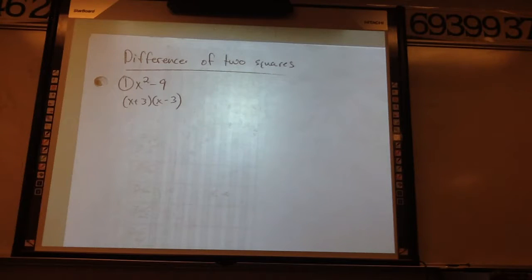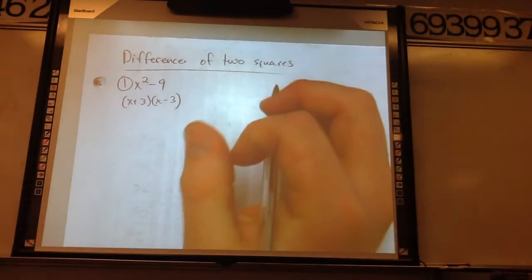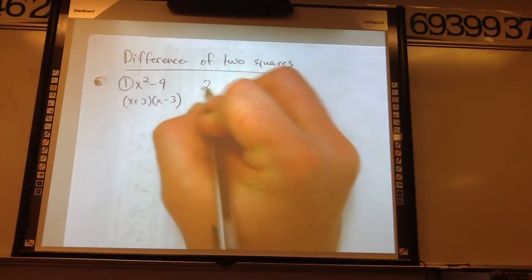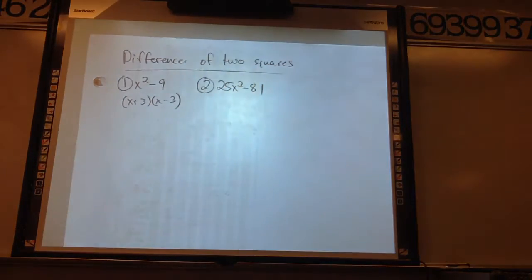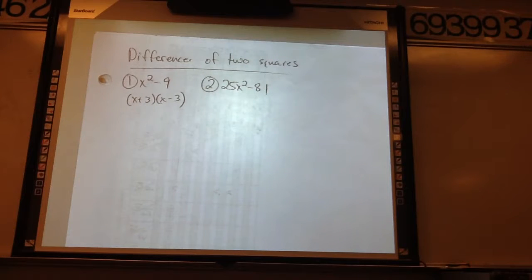Sum of 2 squares is not factorable. Right. Can you do these? 25x squared minus 81. Basically, you just do the square root of each one. Throw one with a plus sign in between them, 5x plus 9, and one with minus, 5x minus 9.